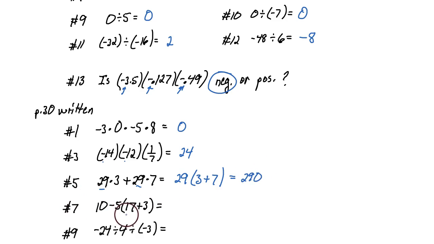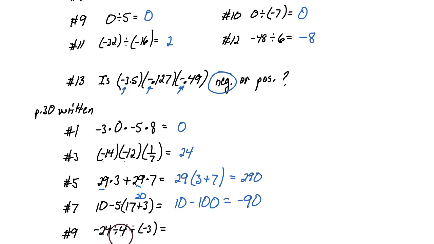Number 7, doing the work in the grouping symbols first, 17 plus 3 makes 20. Then multiply by the 5. 5 times 20 is 100. So this equals 10 subtract 100. Remember that the multiplication by 5 to the number in the grouping symbols has to occur before the subtraction, because multiplication comes before subtraction in the order of operations. 10 subtract 100 is -90.